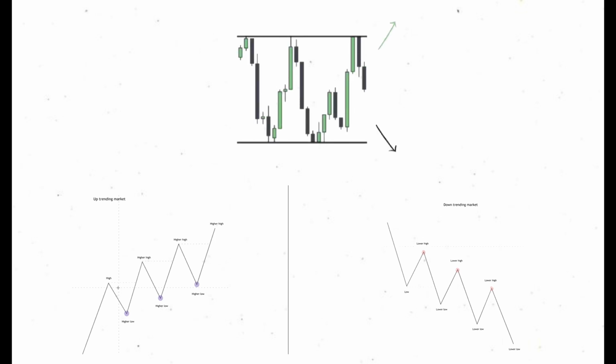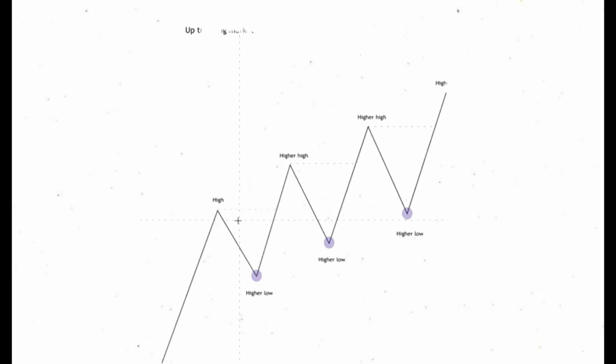Are we ranging? A range is when the market stays within two price points, not moving up or down. Is the price impulsive, corrective? So we will know what a pair is doing by identifying the structure. As we just said, what we have here is an uptrending market. In an uptrending market, we will get higher highs and higher lows.